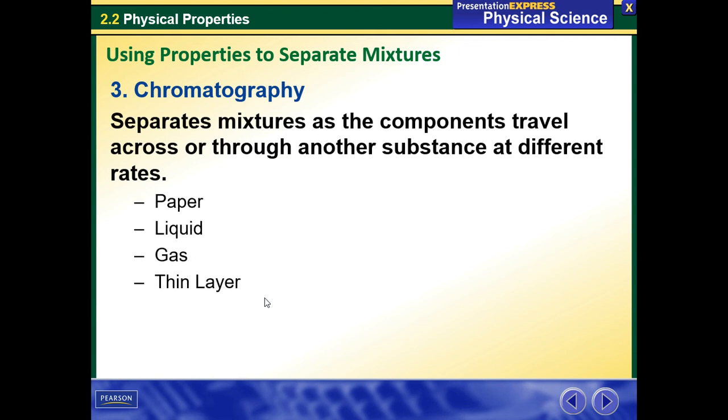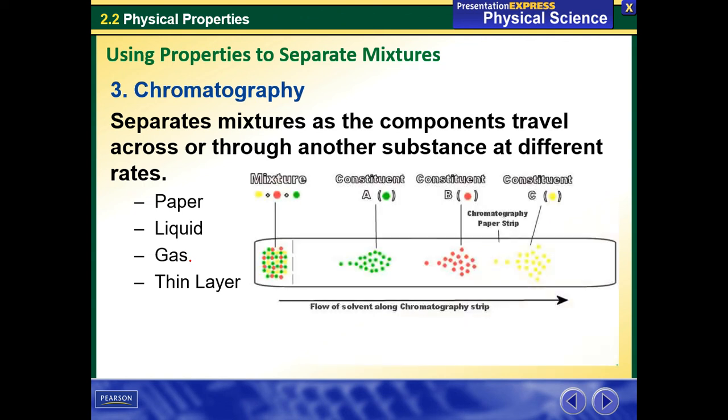Chromatography is something that kids were talking about in class. You guys have done this with Miss Tom. It separates things in a mixture based on how fast they travel through another substance, such as paper, liquid, gas, or even thin layer. Most often, people have done paper chromatography, where you've worked with ink.